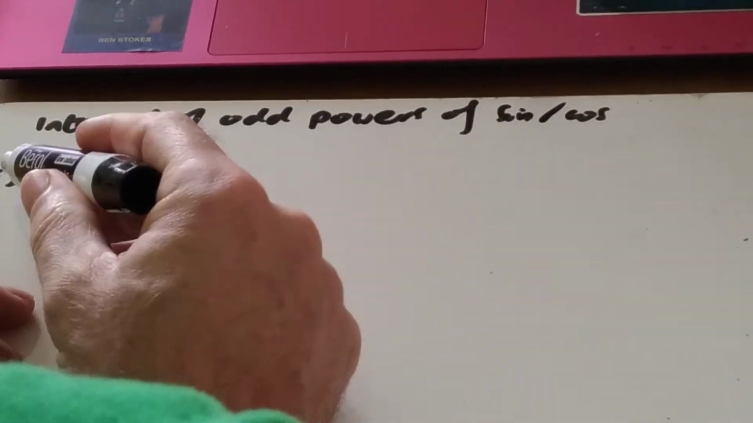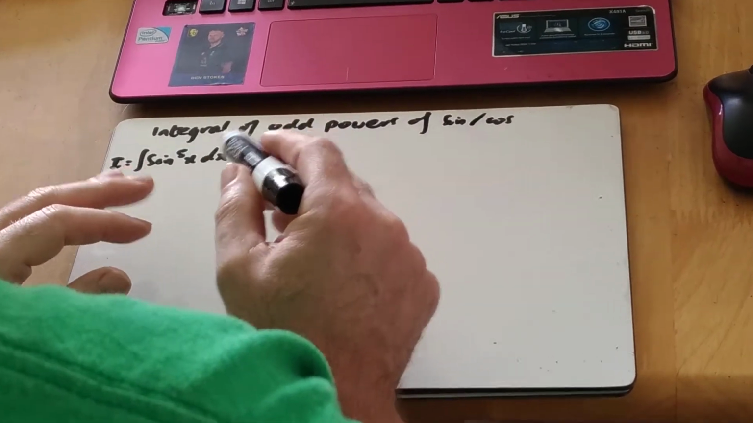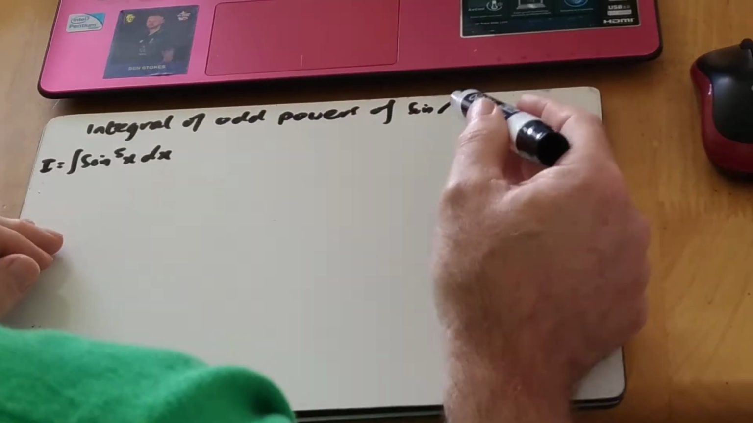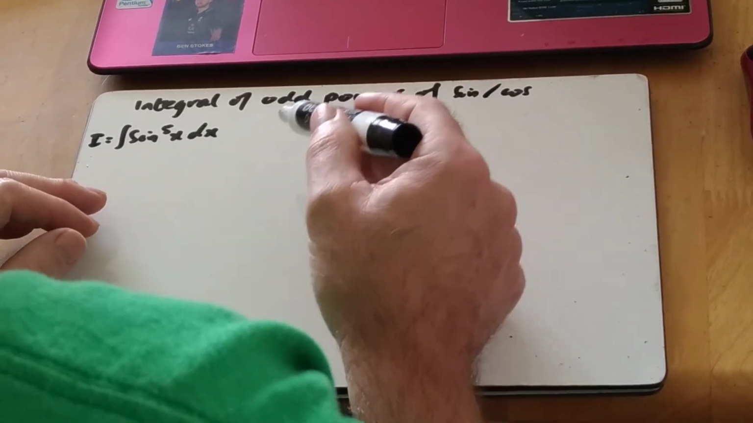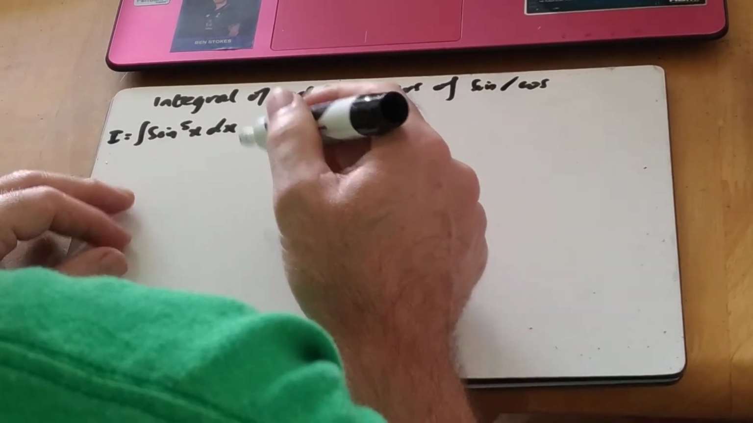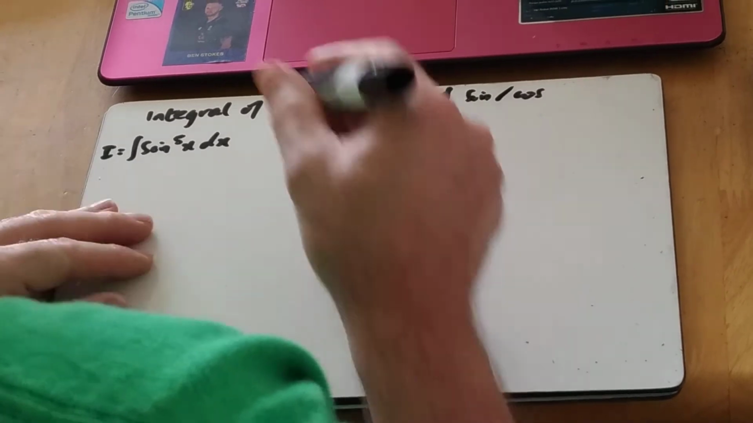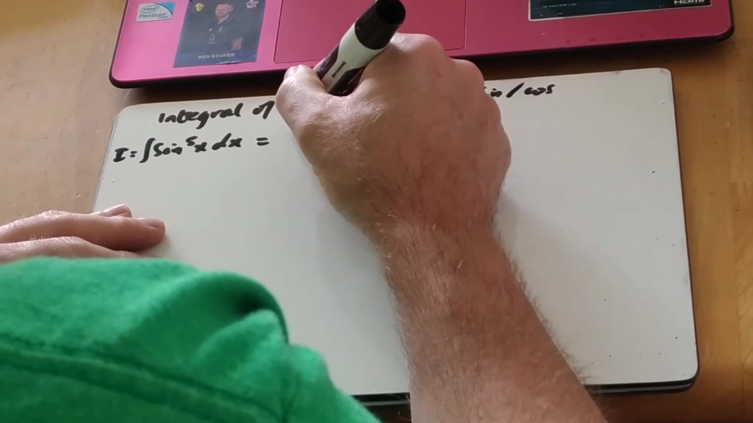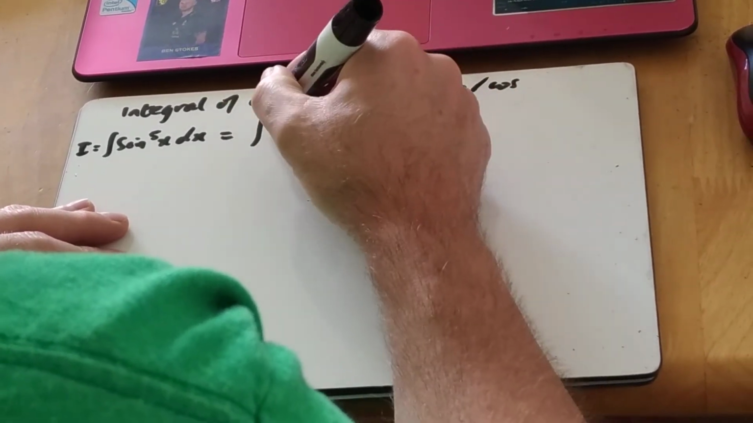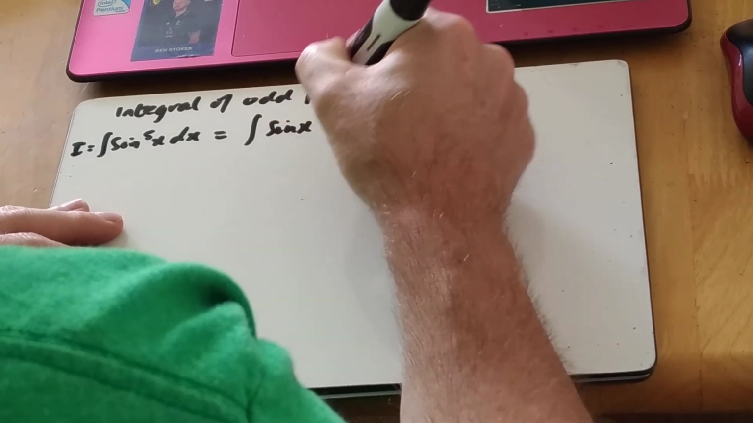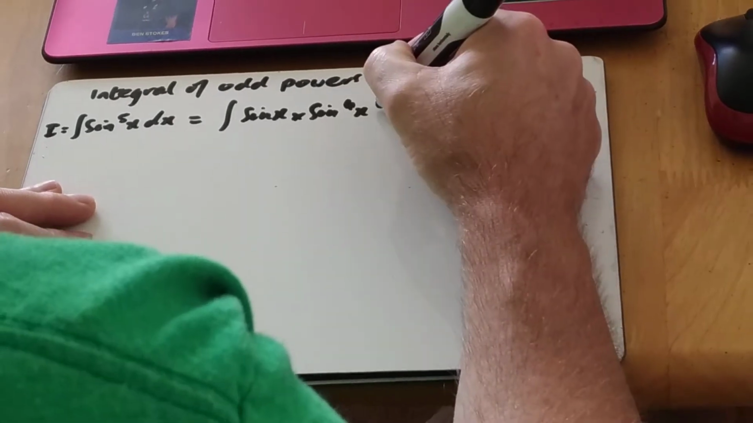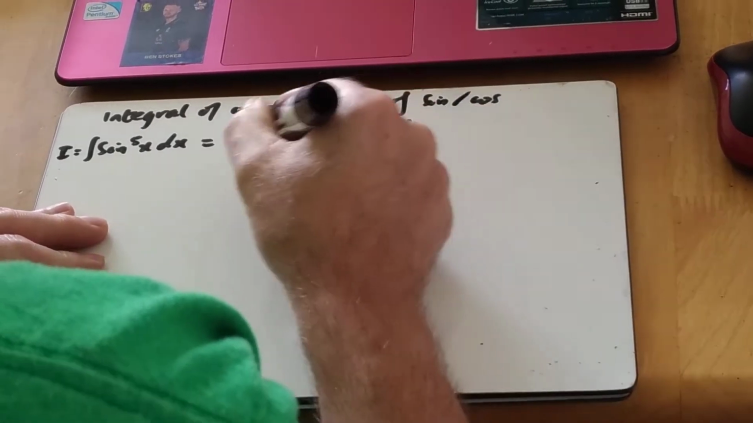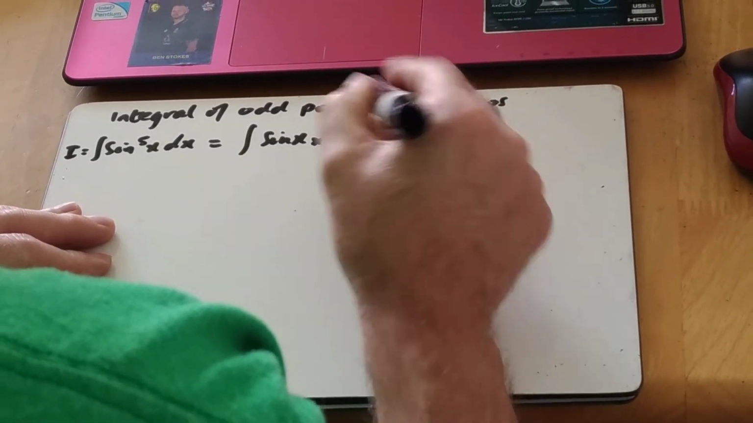For example, if I look at the integral of sine to the power of 5x, it's exactly the same process if it's cos, if it's cubed to the power 7, you're not going to get much higher than that because it just gets ridiculous. So what I can do with any odd power, I can split it up as sine x times sine to the power 4x dx. So I need to the power 1 and then whatever's left there. Okay.